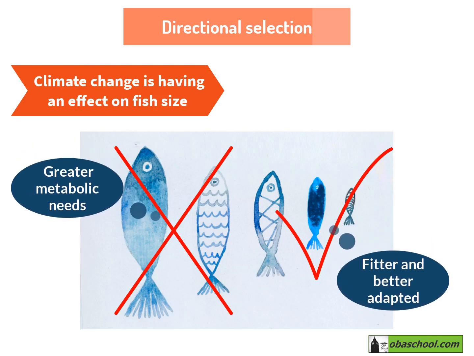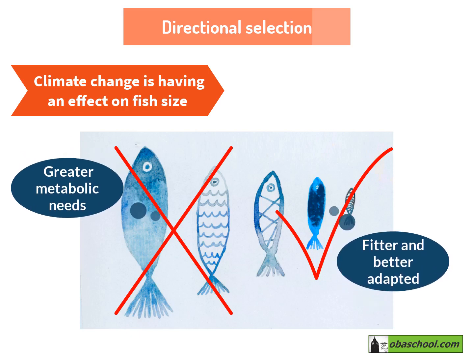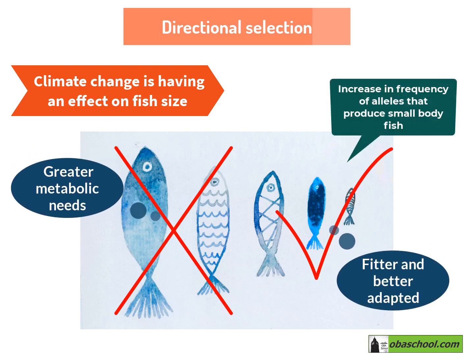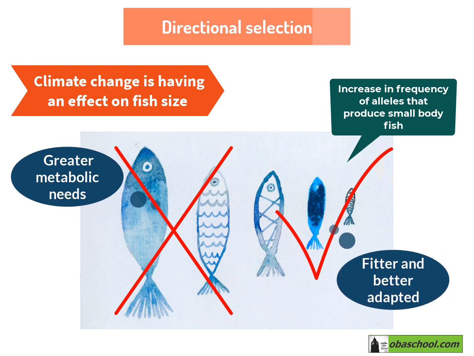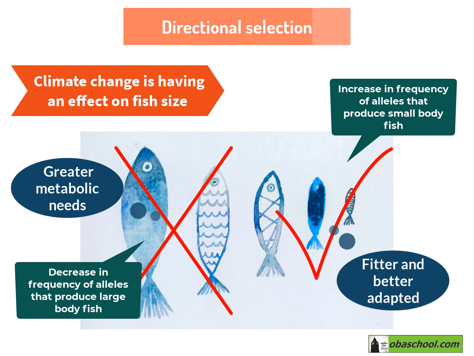This means that the fish of a smaller size are more likely to reproduce and pass their alleles to offspring. Over generations, this will lead to an increase in the frequency of alleles that produce a smaller body size and a decrease in the frequency of alleles that produce a larger body size.